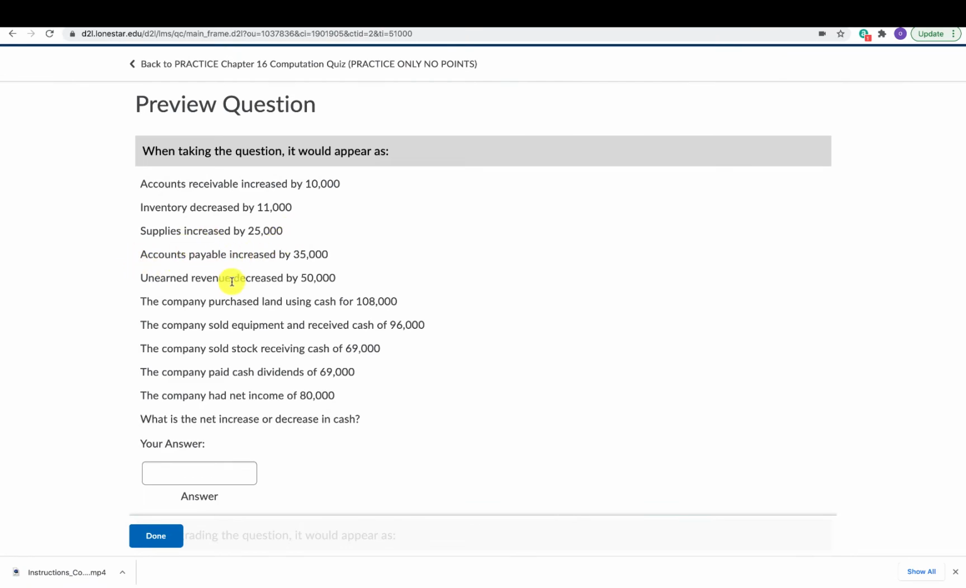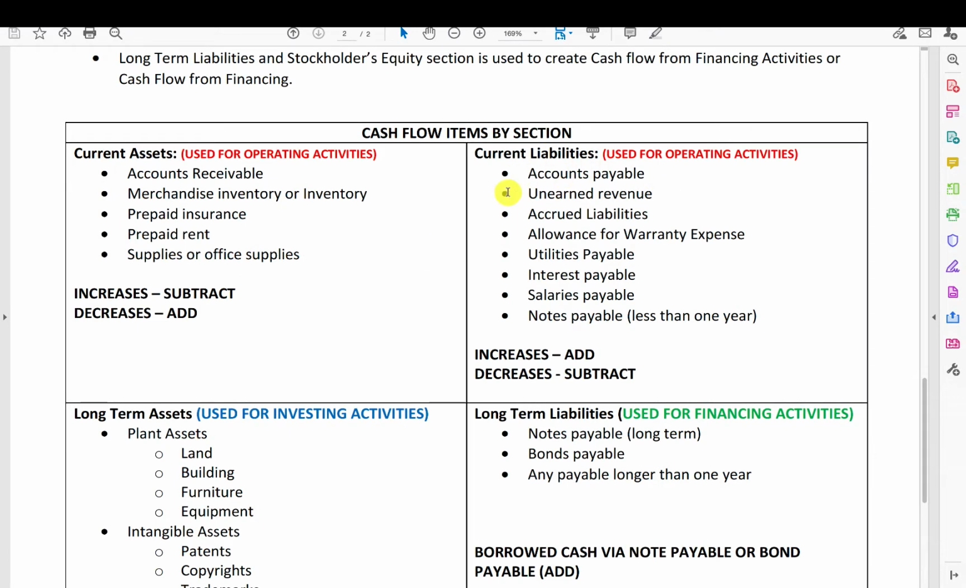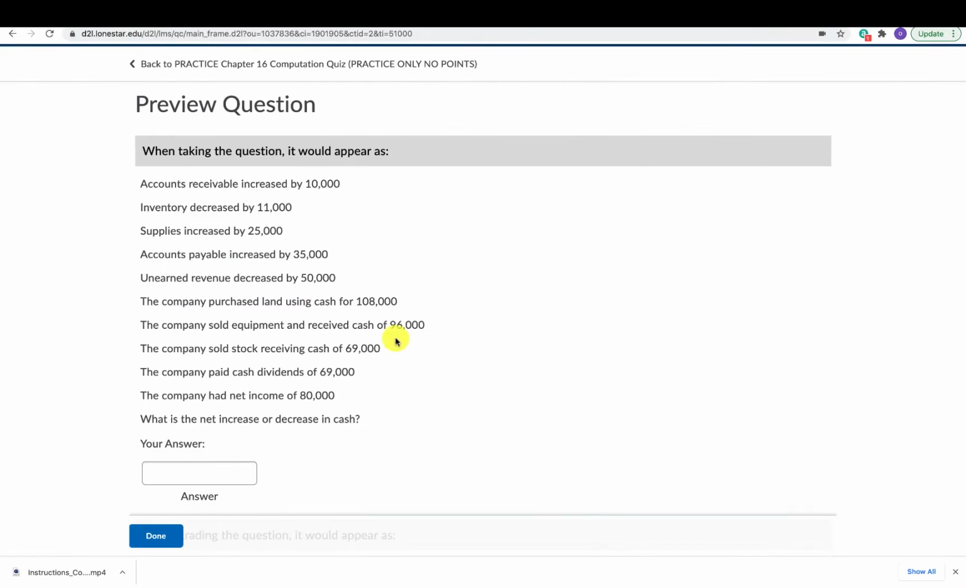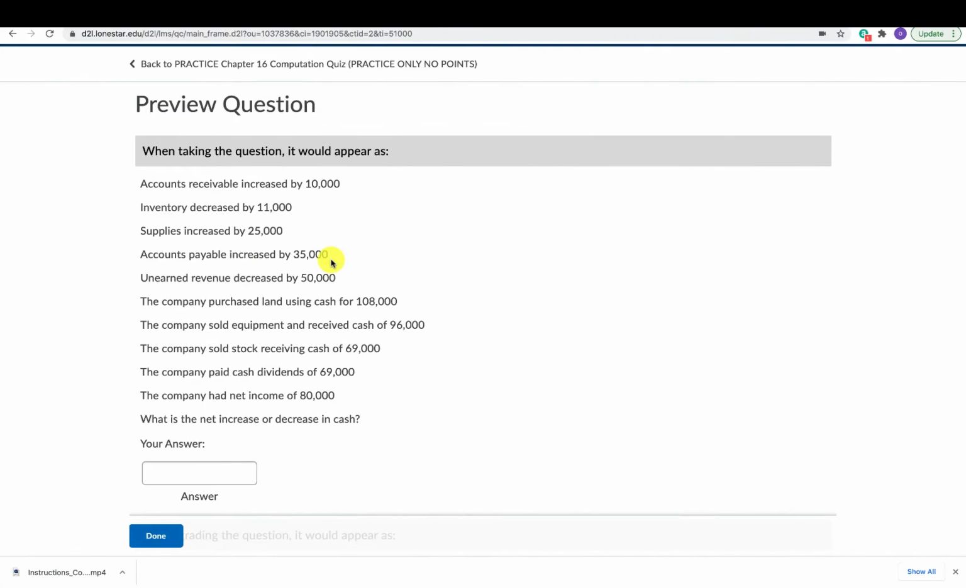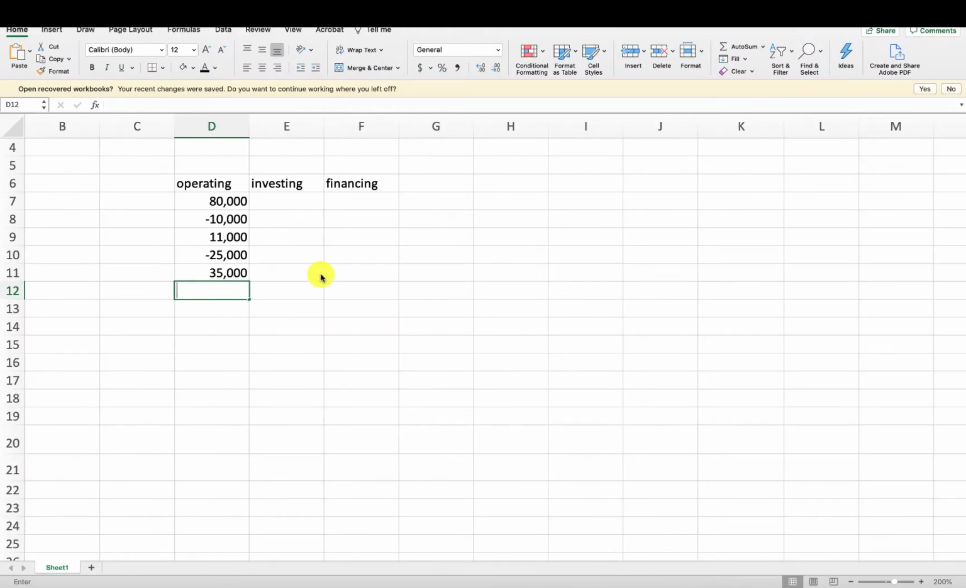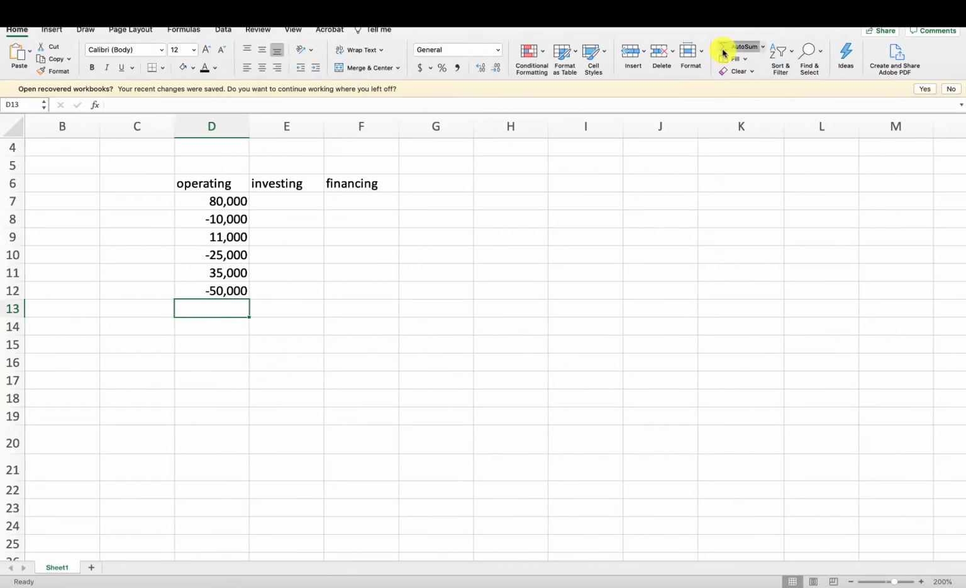Now we come to accounts payable and unearned revenue. These are current liabilities. How do I know? Over here, accounts payable, unearned revenue in the liability section. So increases I add, decreases I subtract. So accounts payable increased by 35,000. So I'm going to put in a positive 35,000. Unearned revenue decreased by 50,000. So if it's a decrease, I'm going to minus 50,000. And that is everything for operations. I'm going to add all of that together and I get 41,000.